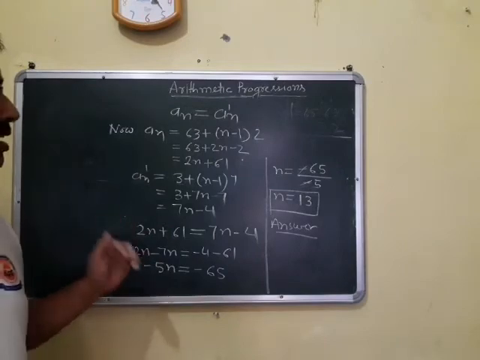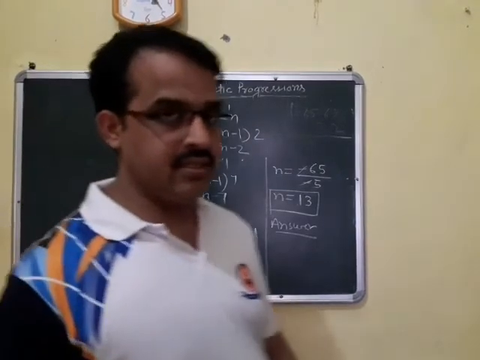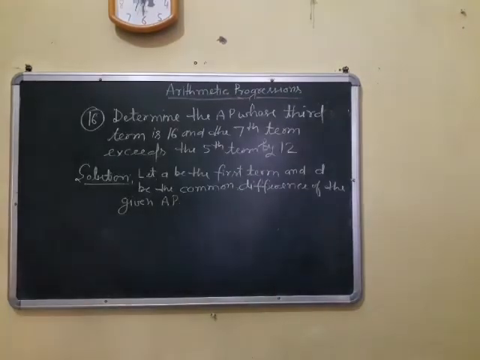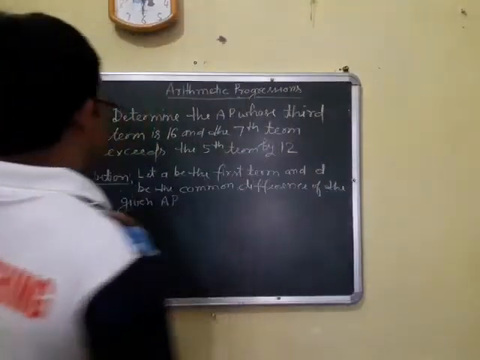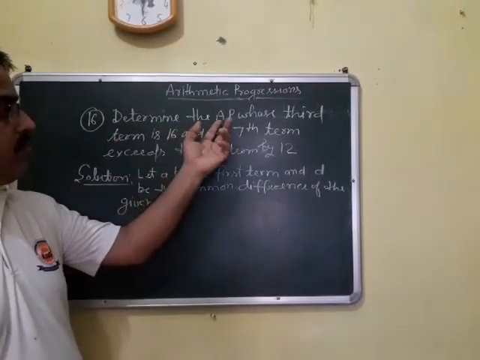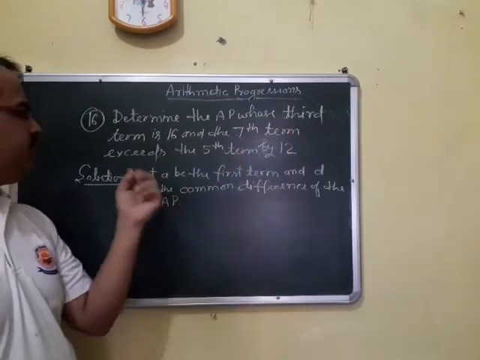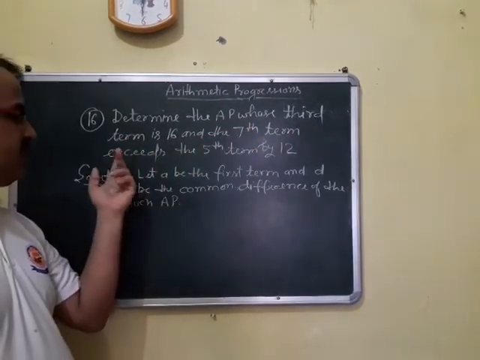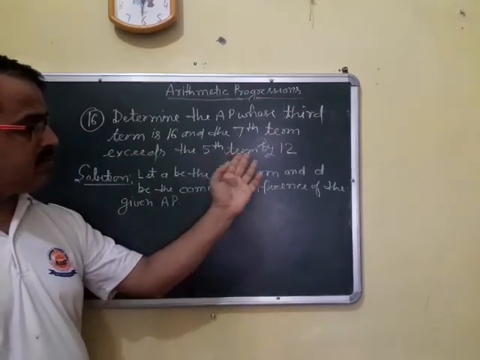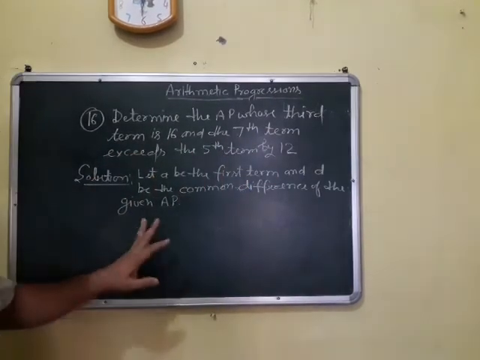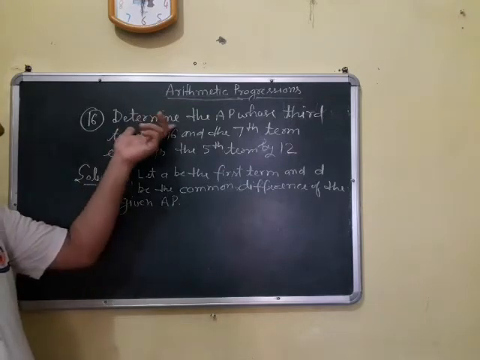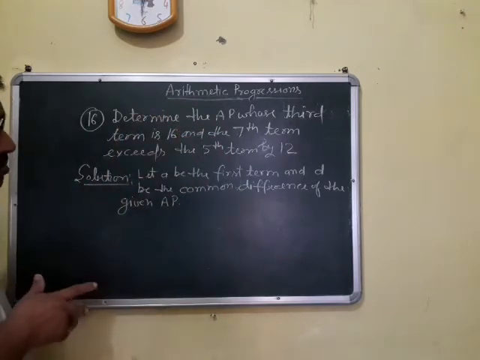Now we discuss the next question of this exercise. Here, next question is given. Now here, question number 16. Question number 16, determine the AP whose third term is 16 and the seventh term exceeds the fifth term by 12. Already we discussed that type of question. So determine the AP. AP को determine करना है.